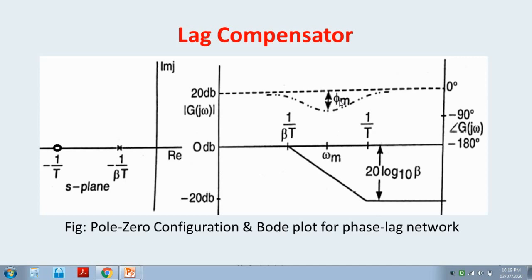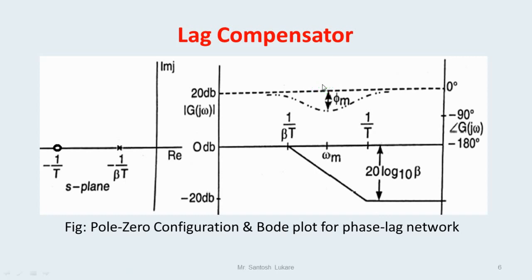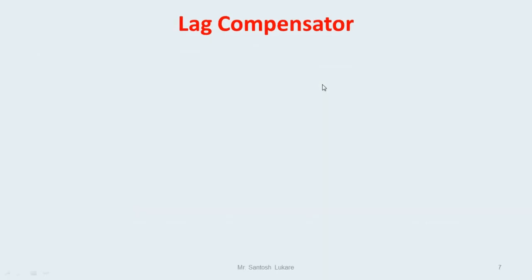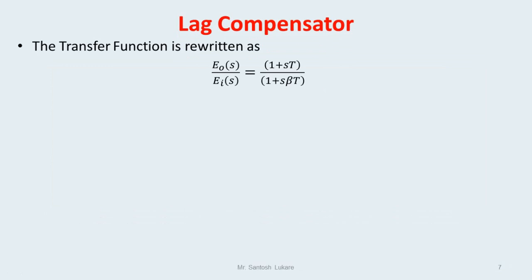Why is it called a phase lag or negative phase angle? Because the output waveform lags the input waveform, and it gives the maximum phase lag at the mid corner frequency, with the highest possible value phi m. So this is the magnitude and phase plot of the typical lag compensator along with its pole zero diagram. You can call this the ideal magnitude and phase plot of the lag compensator. This can be well analyzed in terms of mathematical equations.